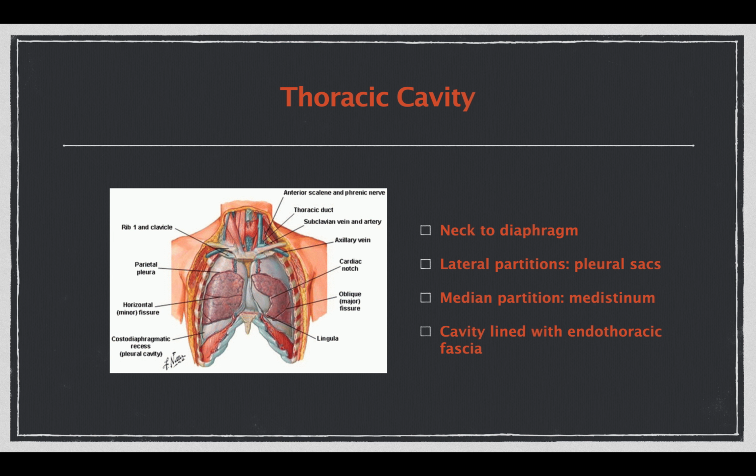So the mediastinum lies in the thoracic cavity, and it's bounded from the neck down to the diaphragm. The lateral partitions are going to be the lungs. The median partition is the actual mediastinum itself, and then the entire cavity is lined with endothoracic fascia.